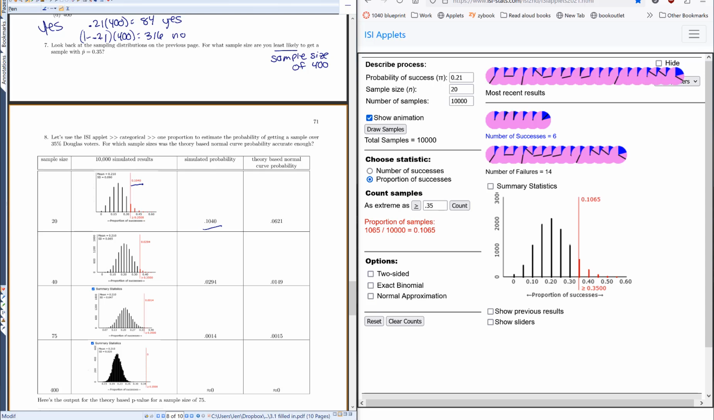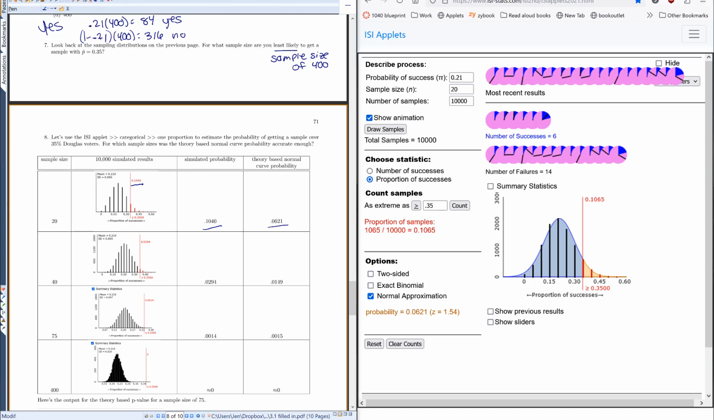If I want to use the normal curve and get a theory-based p-value, I just click the normal approximation. I don't have to do anything else. And you can see that that theory-based p-value is 0.0621. That stays the same every time because there's no simulation. It's actually just using all formulas.